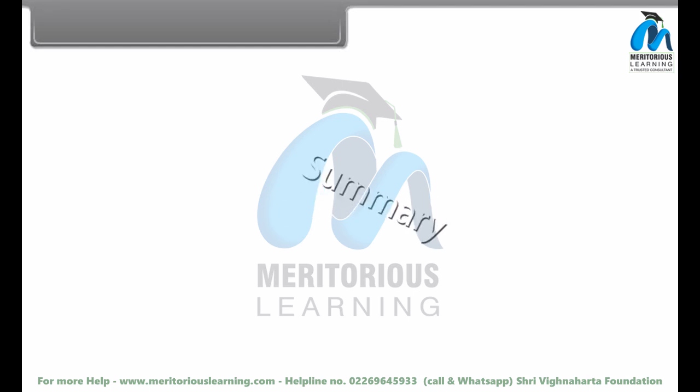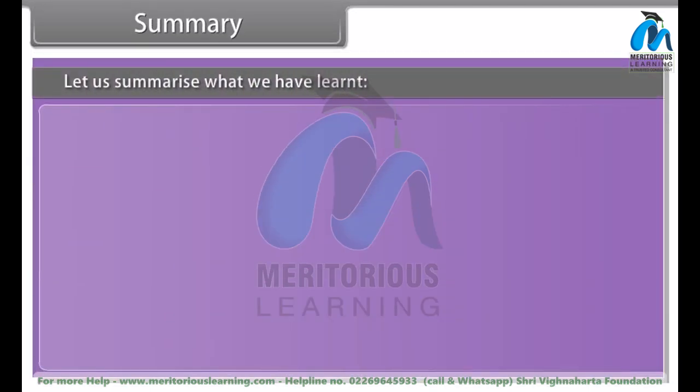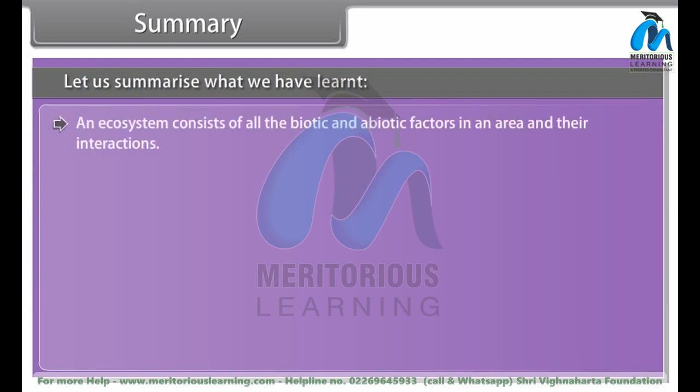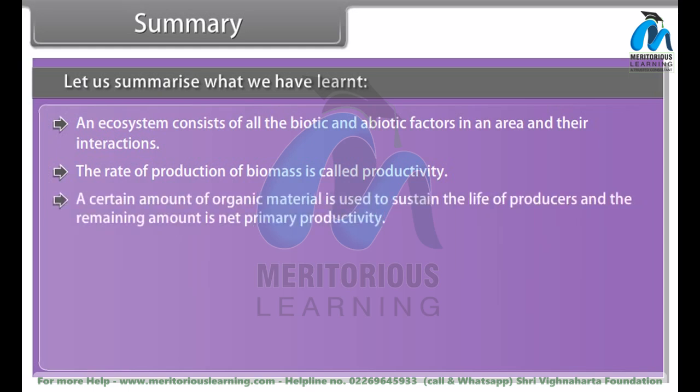Summary. Let us summarize what we have learned. An ecosystem consists of all the biotic and abiotic factors in an area and their interactions. The rate of production of biomass is called productivity. A certain amount of organic material is used to sustain the life of producers, and the remaining amount is net primary productivity.